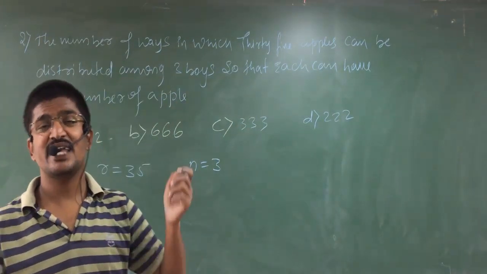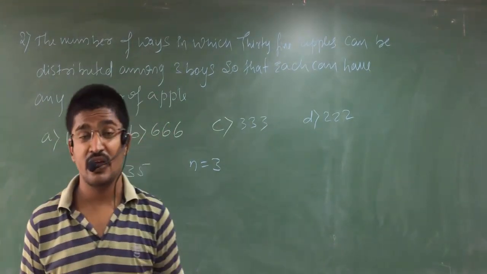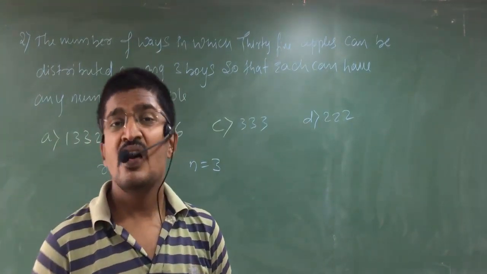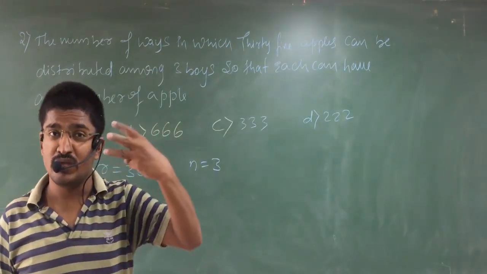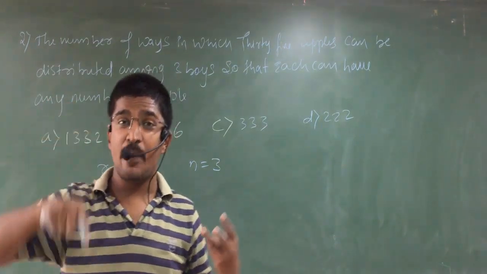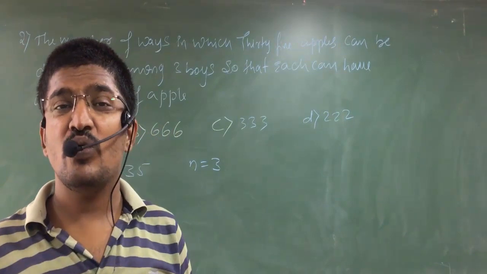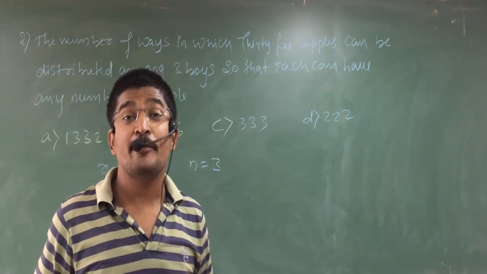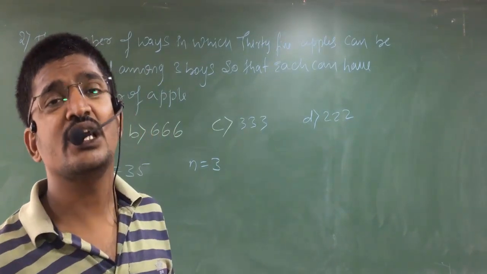The boys can take any number of apples. A single boy can take all 35. Are you getting my point? A single boy can take 0 apples. From 3 boys, boy 1 can get all 35 apples also. The same boy 1 can also be with no apples. Are you getting my point? That's the beauty of this particular problem.